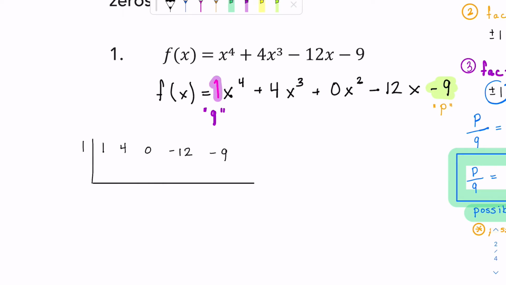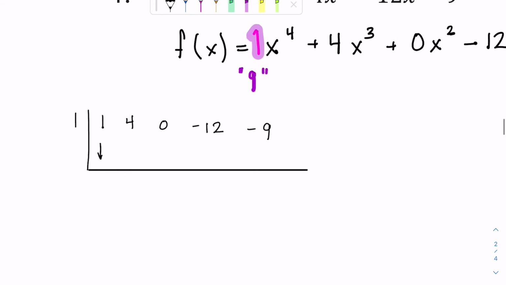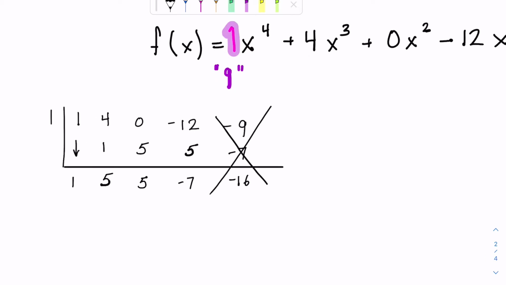And when I test this, I bring down the 1. 1 times 1 is 1, plus 4 is 5, times 1 is 5, plus 0 is 5, times 1 is 5, plus negative 12 is negative 7, times 1 is negative 7, and then negative 9 plus negative 7 is negative 16. So no, this factor is not a 0. Remember, if it's a 0, the remainder has to be 0.